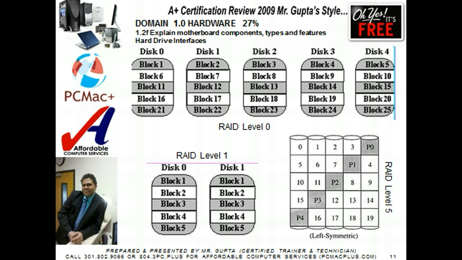RAID 5 stripes data across 3 or more drives using parity checking so that if one drive fails, the other drives can recreate the data stored on the failed drive. Data is not duplicated, and therefore RAID 5 makes better use of volume capacity. RAID 5 drives increase performance and provide fault tolerance. Windows calls these drives RAID 5 volumes. This concludes part 2 of hard drive interfaces.